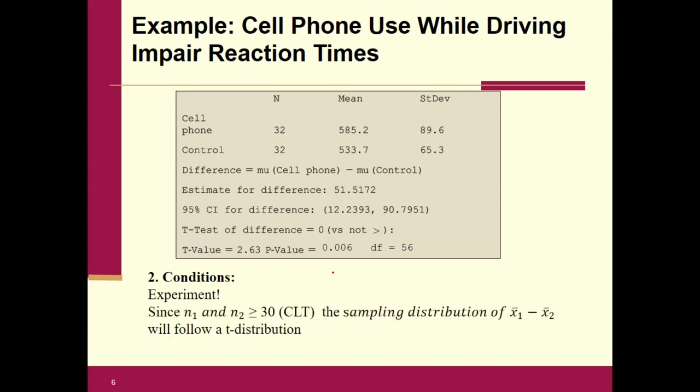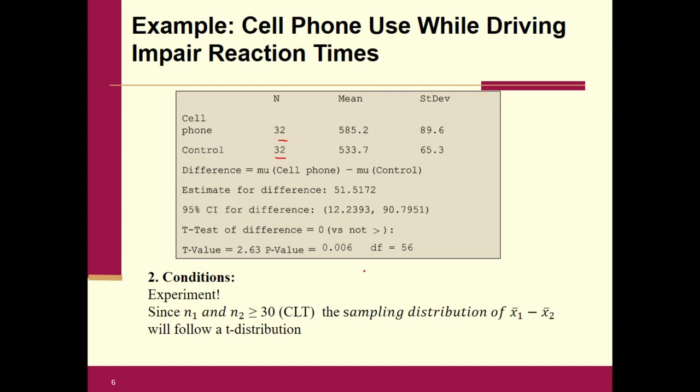and then since n1 and n2 are both greater than or equal to 30, here's n1. Here's n2. They're both greater than or equal to 30. The central limit theorem applies. What does that mean? That the sampling distribution of x bar 1 minus x bar 2 will follow what? An approximately normal distribution, which is a t distribution, right?